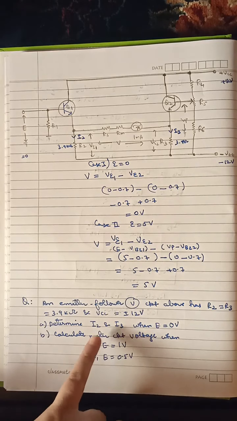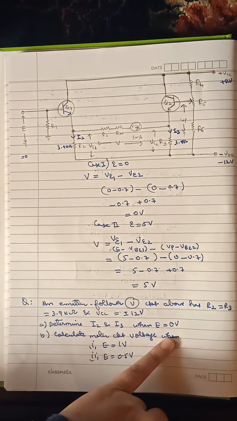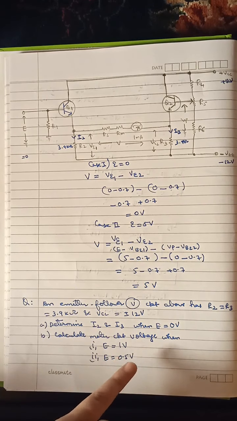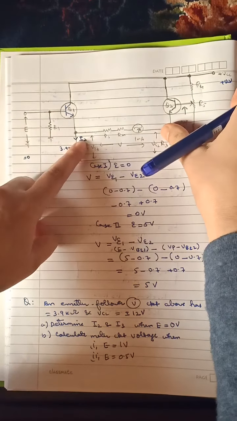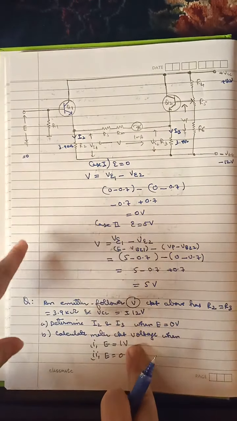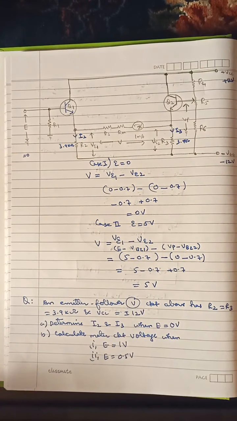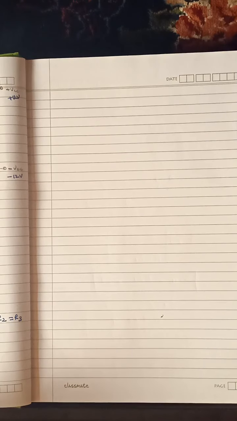Now, in the first part we have to find I2 and I3 when E is equal to 0. Second, we have to calculate the meter circuit voltage, that means voltage V, when E is equal to 1 volt and E is equal to 0.5 volts. How are we going to proceed with this now?